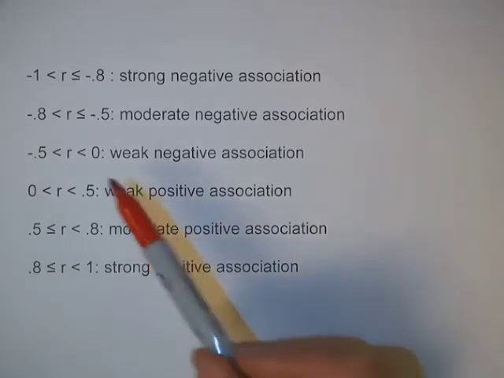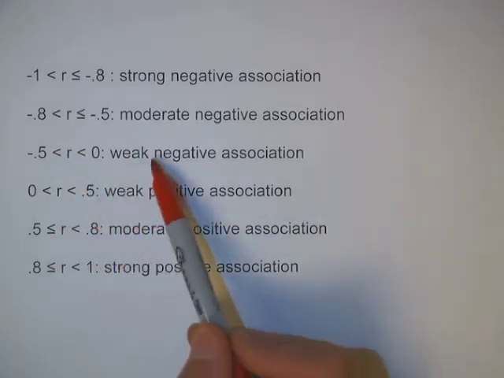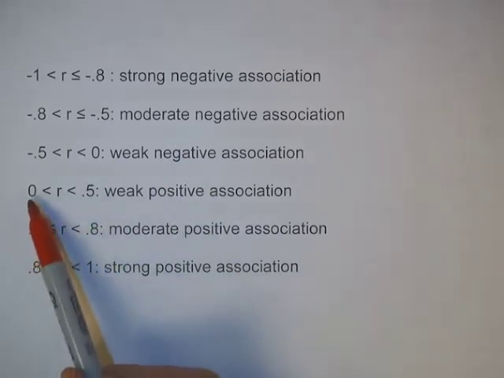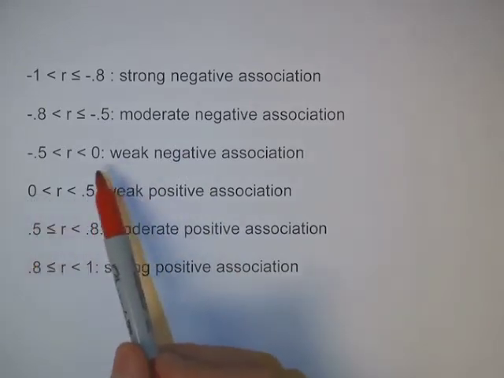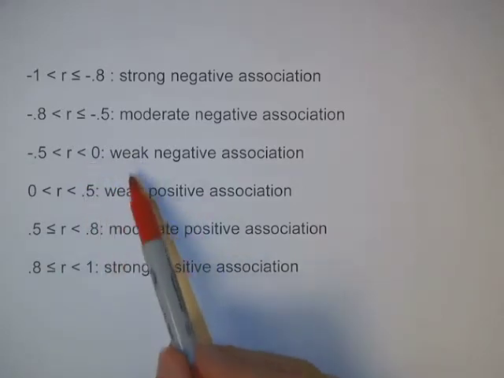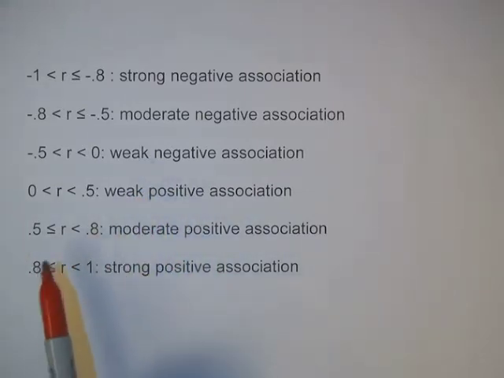Now, if it's within 0.5 of 0, it's going to be considered weak. Either weak negative or weak positive. So weak positive if it's from 0 to 0.5, and weak negative if it's from negative 0.5 to 0. Anything within 0.5 of 0 is going to be considered weak.